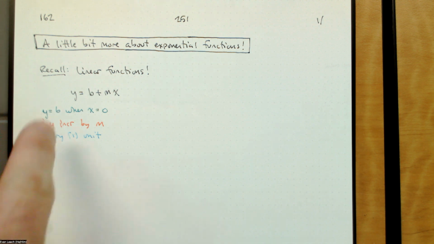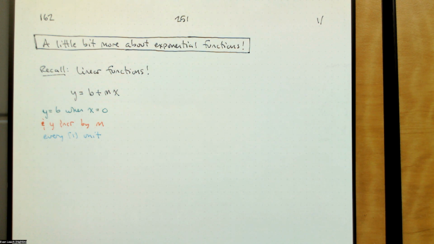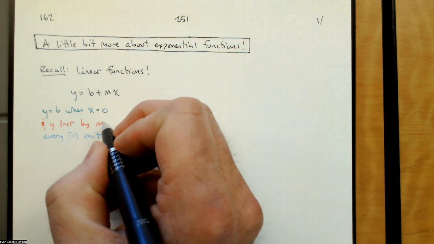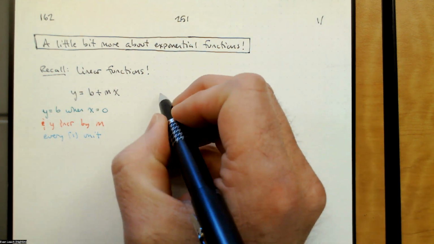So in this format, we say y equals b when x equals 0, and y increases by m every 1 unit. When we write the slope, that's the unit rate of change. But we can also think of this by splitting up the rise and the run.